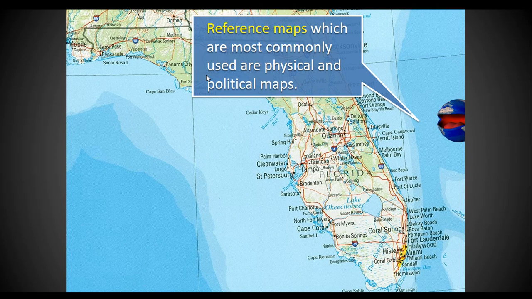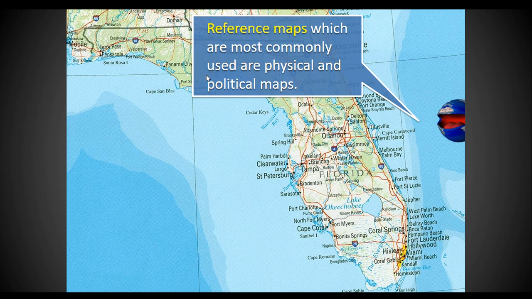So in your notes, you want to make sure you know that most of the reference maps we're going to study all year are commonly going to be physical and political maps. Physical maps as a reference map show physical features: mountains, rivers, lakes, oceans, and so forth. Or it could be a political map. Just like you watched in the video the other day, a political map is going to talk about political structure: cities, states, capitals.